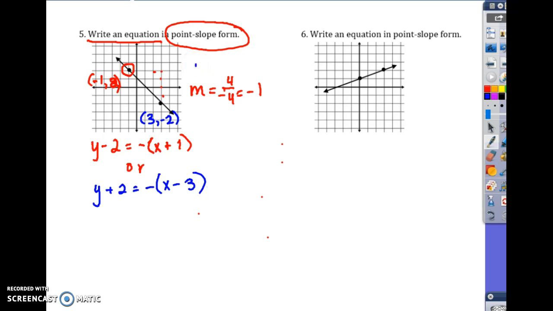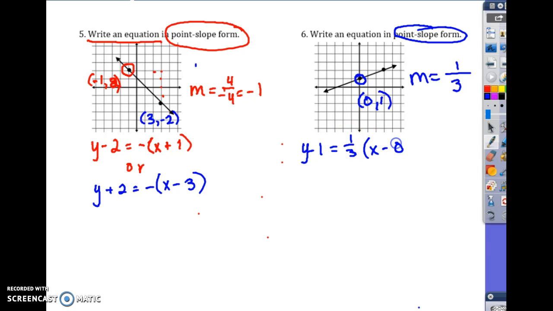All right, number 6. If I look at number 6, it says write the equation in point slope form. My slope is going to be my rise over my run. So I've got a 1 over 3. So 1/3 is my slope. And I can use this point if I want. That's at 0, 1. So y minus 1 is equal to 1/3 times x minus 0.